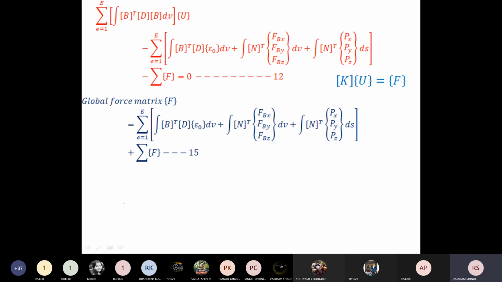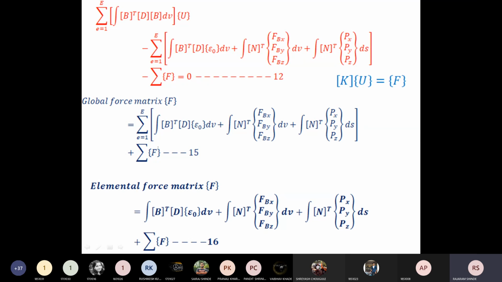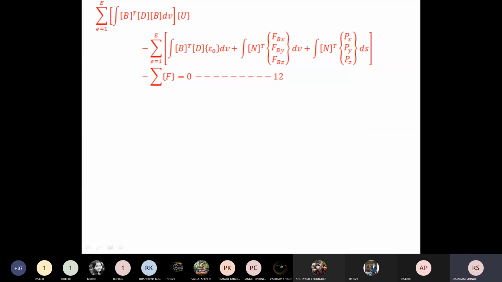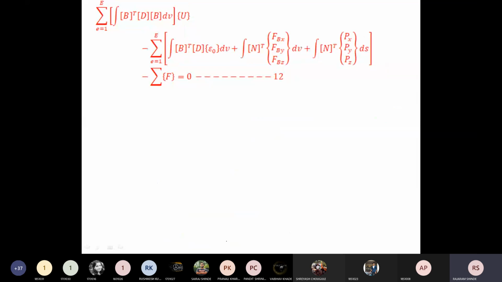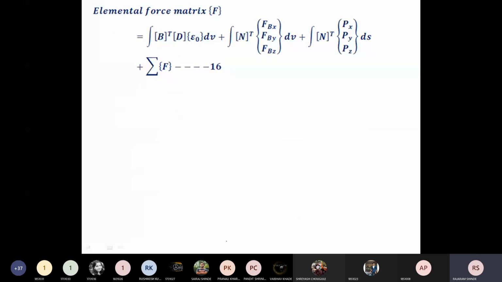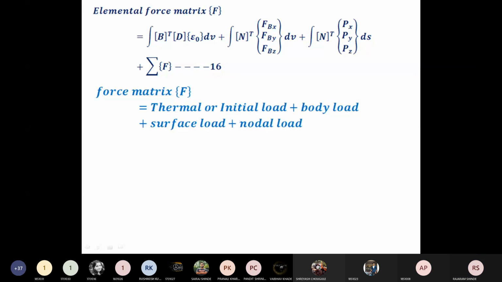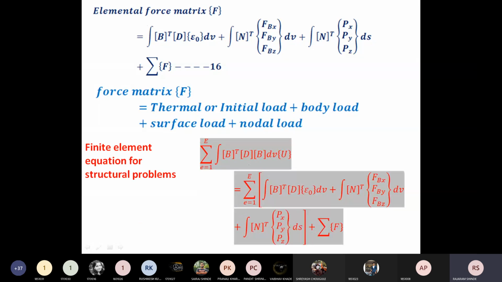Now if you want to write for a single element, here the summation sign will be removed. Okay, this is a single element force matrix, and here it is the single element stiffness matrix. Okay, single element stiffness matrix. This is your single element force matrix. Here your elemental force matrix. Okay, and here it is addition of thermal load plus body load plus surface load and nodal load. Okay, so the finite element equation is this one. The finite element equation for a structural problem is this one.